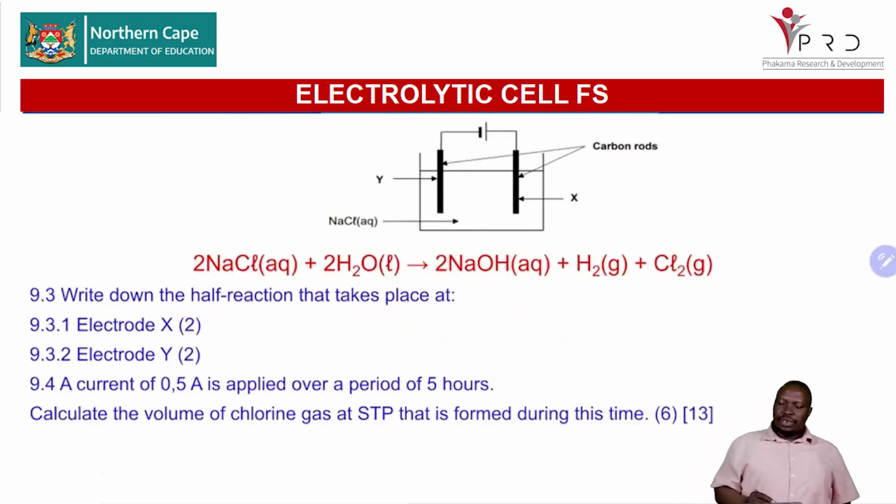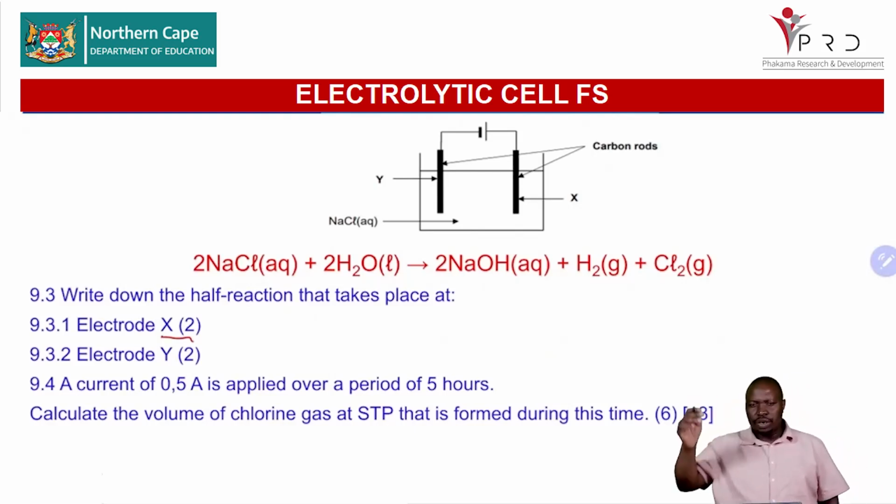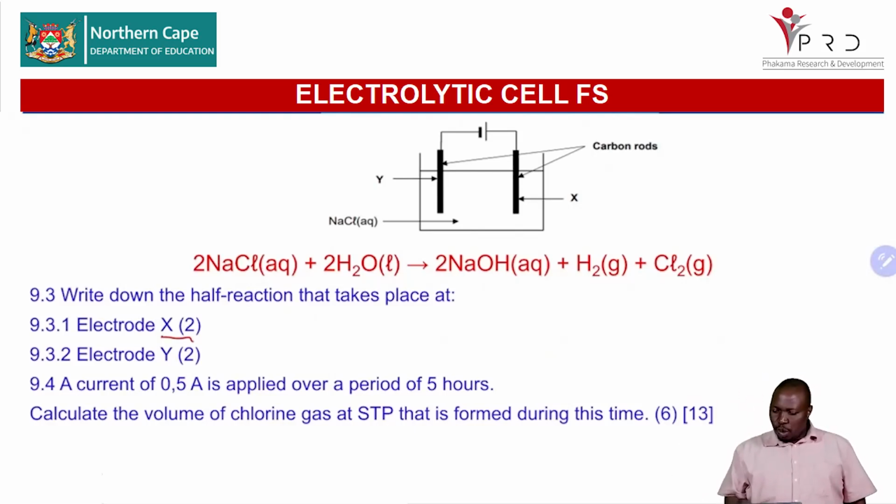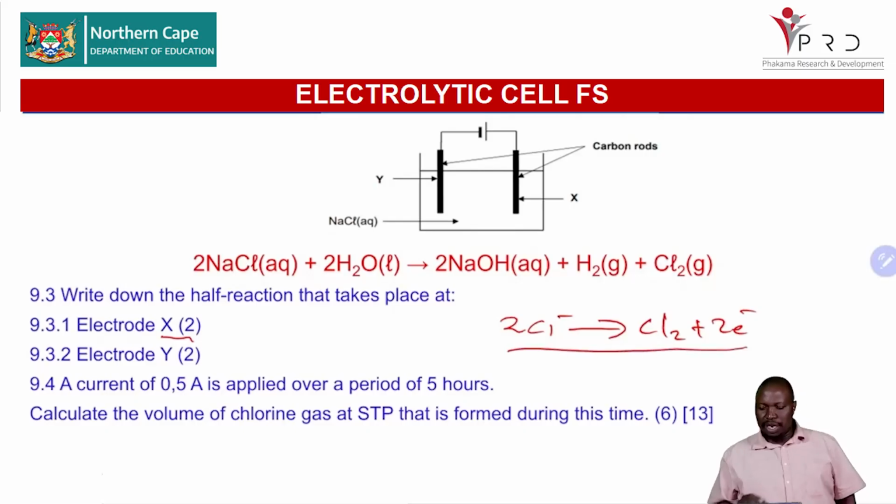Now, write down the half reaction that takes place at electrode X. You know that where chlorine is formed is the positive anode. We said on that one, 2Cl⁻ forms Cl2. So you just write the reaction that forms Cl2, and you're able to say this is the reaction that takes place at X.